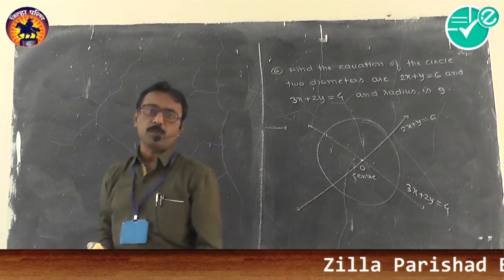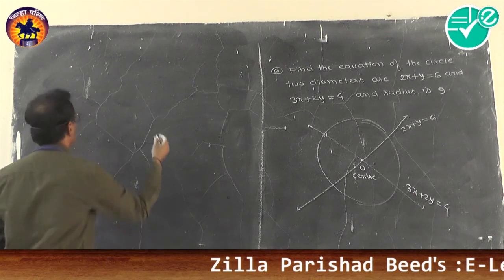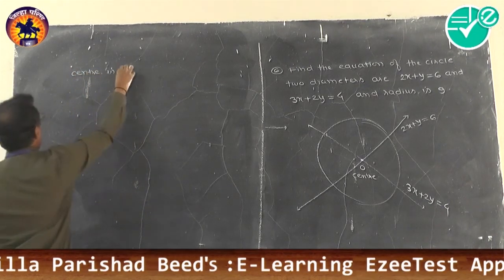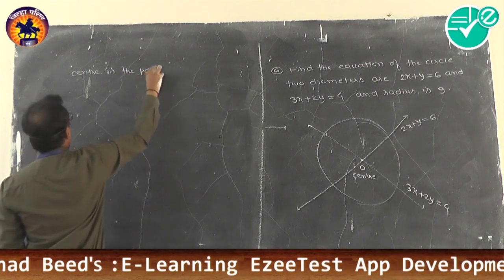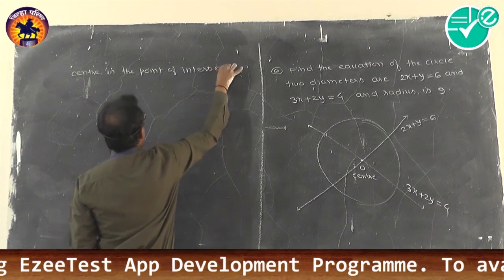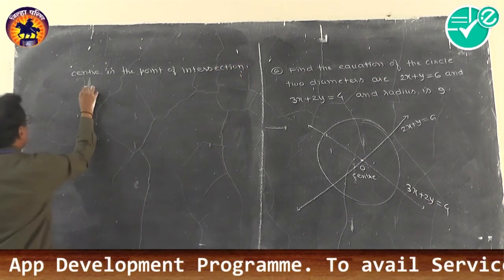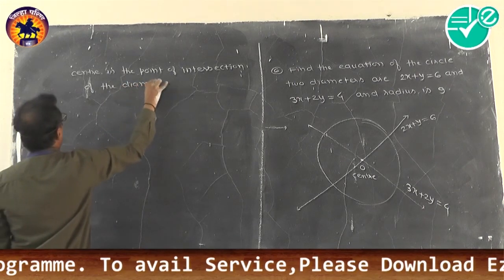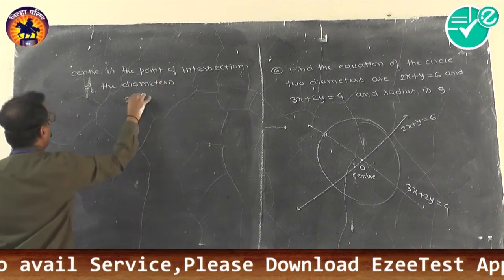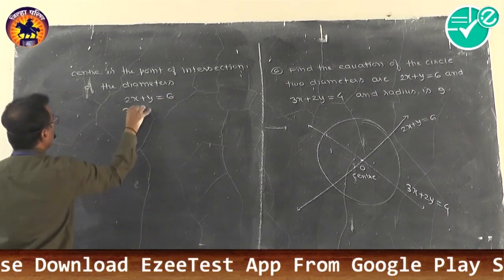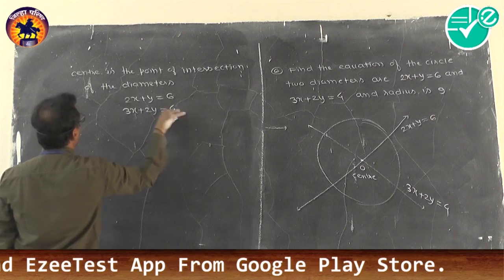Which form do we have to use here? The center radius form. For that, the center is the point of intersection of the diameters. Which diameters have they given? 2x plus y is equal to 6, and the second is 3x plus 2y is equal to 4.